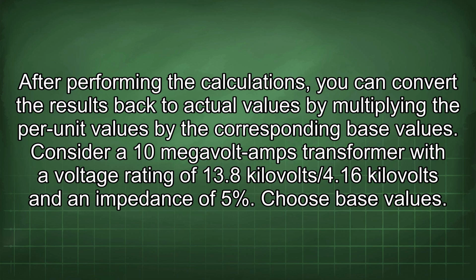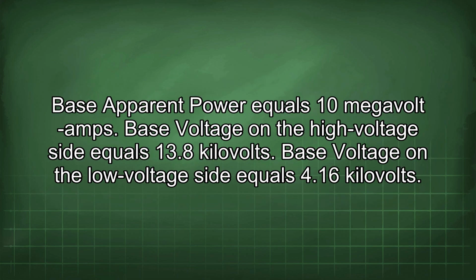the corresponding base values. Consider a 10 megavolt amps transformer with a voltage rating of 13.8 kV/4.16 kV and an impedance of 5%. Choose base values. Base apparent power equals 10 megavolt amps. Base voltage on the high voltage side equals 13.8 kV. Base voltage on the low voltage side equals 4.16 kV.